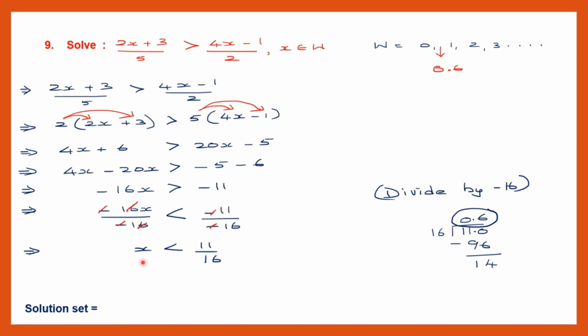And here it says x is less than 11 by 16, which is 0.6. It's less than 0.6. So what are the numbers less than this? It will be on the left side. And the number is 0. So I have only 0 there. So my solution set will have only 0 as its answer.